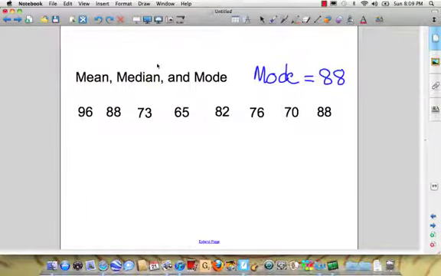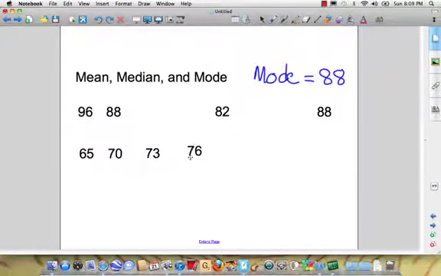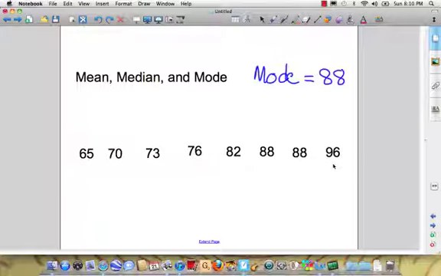Okay, let's next look at median. Median means the number that's right smack dab in the middle if you list them in order from least to greatest. So let's put the smallest number first and then list them in order. So 65, 70, 73, 76, 82, 88, 88, and 96. Okay, just looking over the numbers, making sure they really are in order, and then I'd like to find the number in the middle.